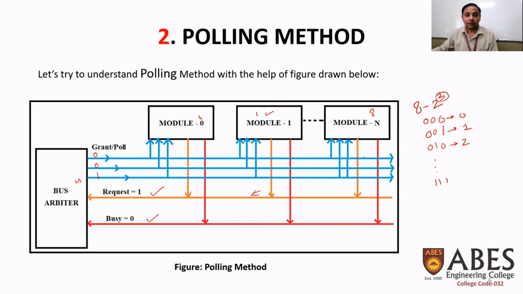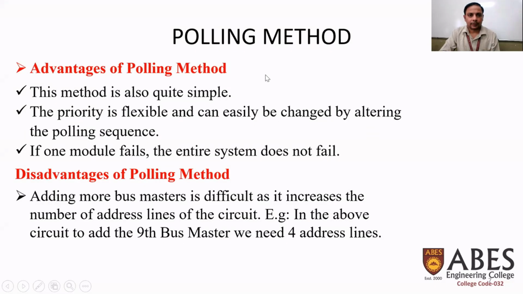But here is a problem: the complexity of the wiring and the cost of the wire. So there are some advantages and disadvantages of this method. As per the rule, the method is quite simple like the daisy chaining. The priority is a little more flexible compared to the daisy chaining, and can easily be changed by altering the polling sequence. For example, if we want to give the system access to the third module, we can easily send the corresponding code. If one module fails, the entire system does not fail. This was the prime disadvantage of the daisy chaining, but it is resolved in this method.